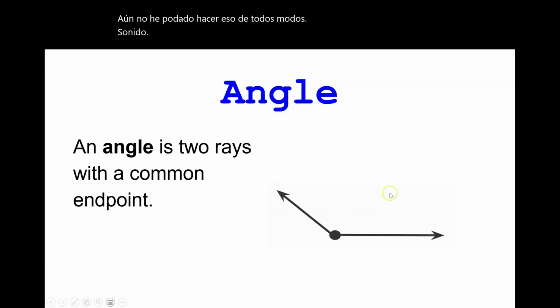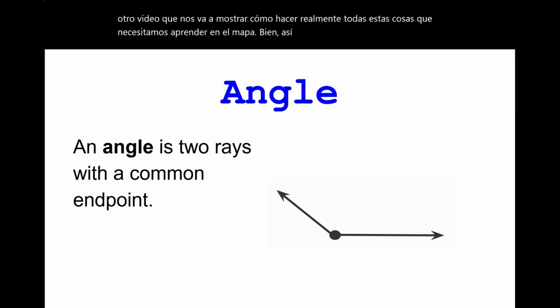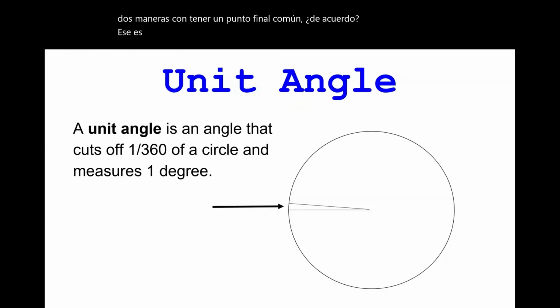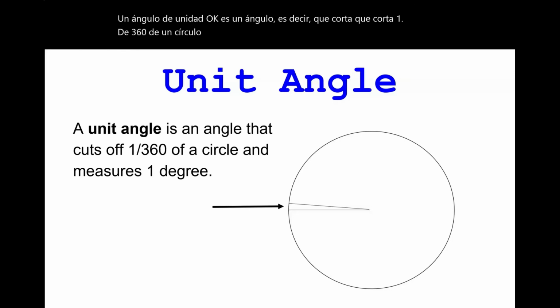let's go ahead and look at some vocabulary, and then we're gonna watch another video that's gonna show us how to actually do all these things that we need to learn in math. Okay, so remember, an angle is when two rays have a common endpoint. Okay, that is what an angle is. A unit angle is an angle that cuts off 1 out of 360 of a circle and measures 1 degree. Okay. What do you think that sounds like? A unit angle.